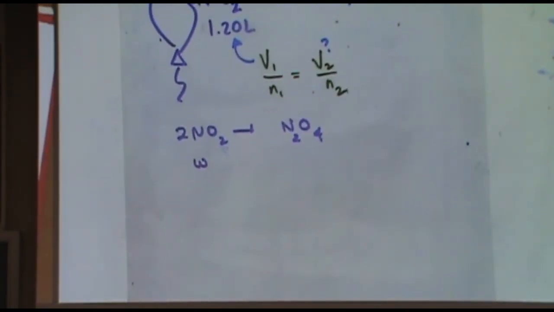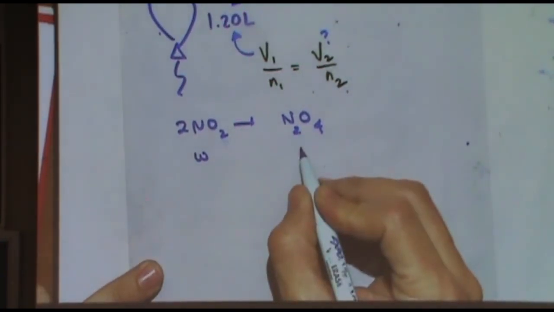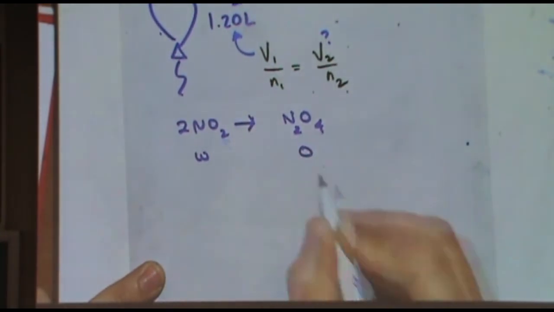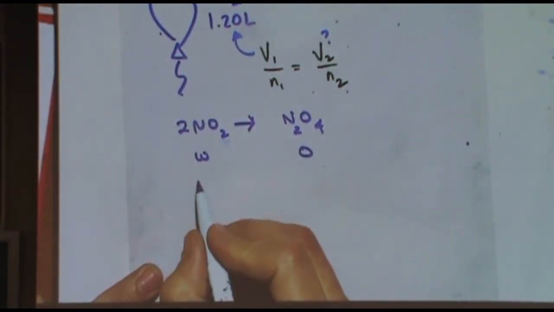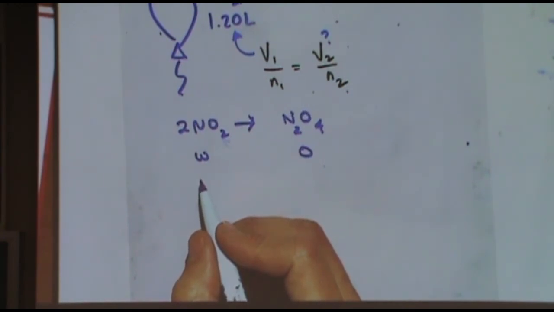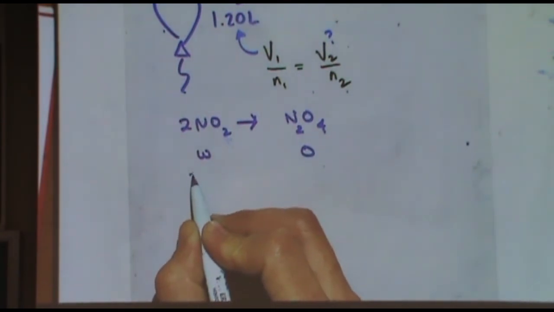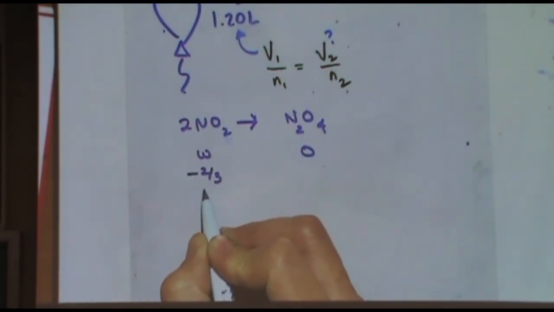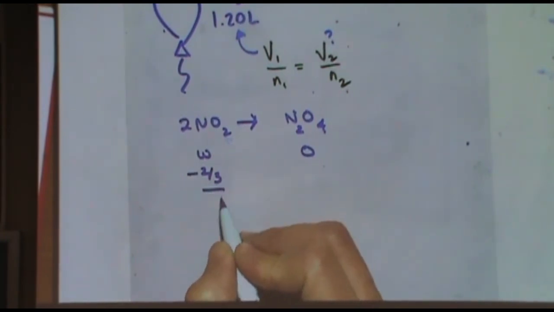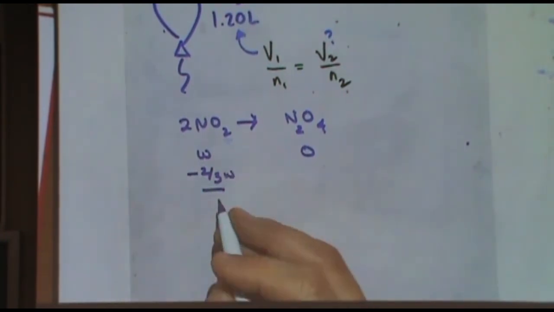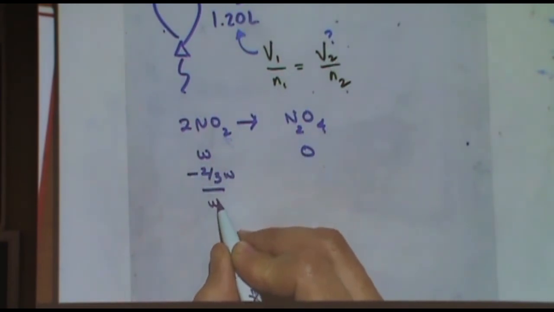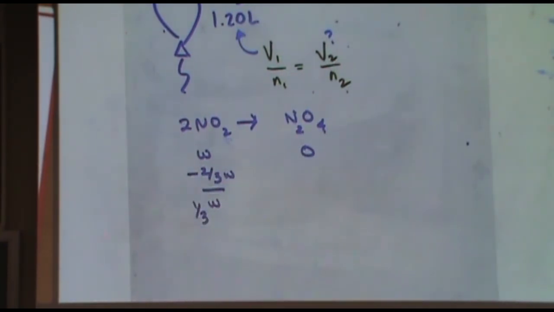W. Okay. So, let's say there's W moles in the beginning. And in the beginning there's 0 moles of this. Okay? Let's see, how much reacted away? 2/3 react. So, minus 2/3 react. 2/3 of the W are gone. So it looks like we're just going to be left with 1/3 W. Is that okay? If 2/3 of it react? Okay.